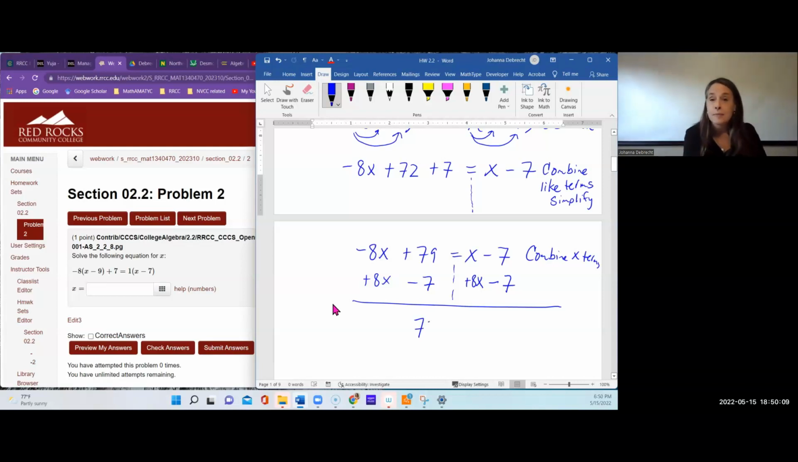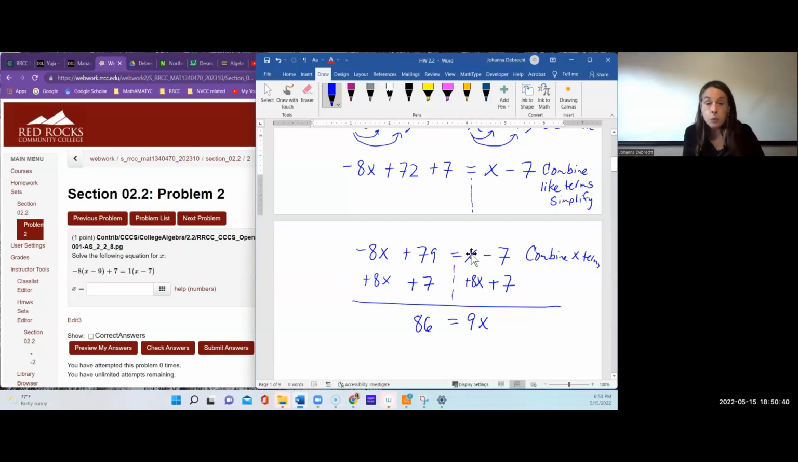Oops, I made a mistake. Did you catch it? I did. I looked at that and went, wait a minute, I don't have 7s on both sides. I forgot to do the opposite. Make sure you do the opposite on both sides. To move the -7, we need to add 7. So always double check your work as you're going through. Then we have 79 plus 7, which will give us an 86, equal 9x.